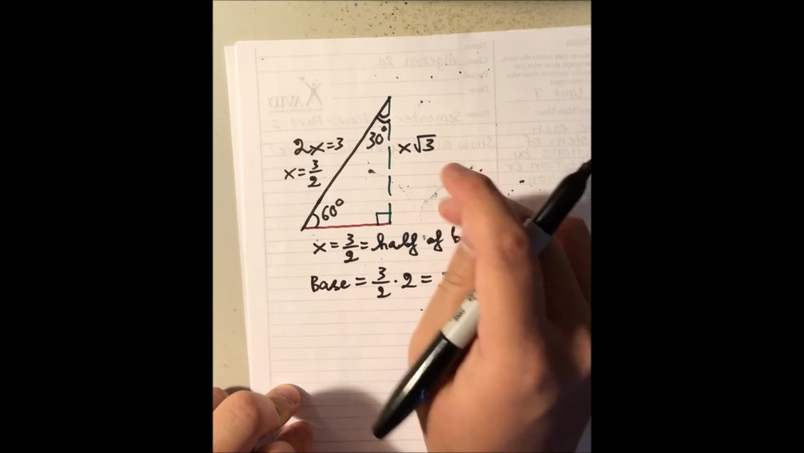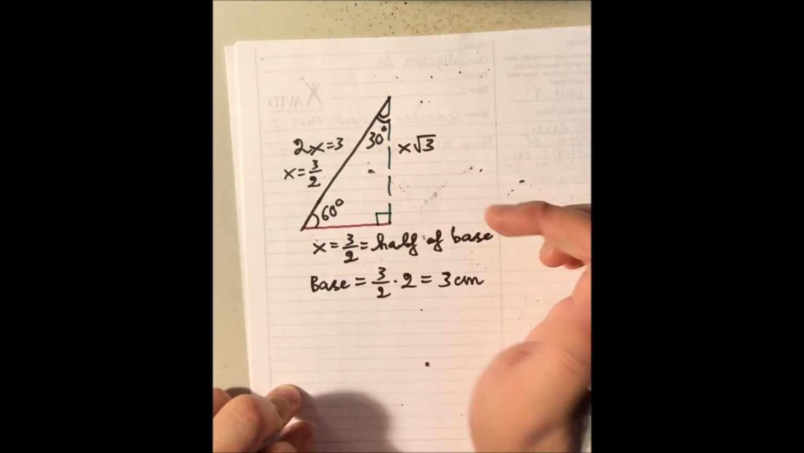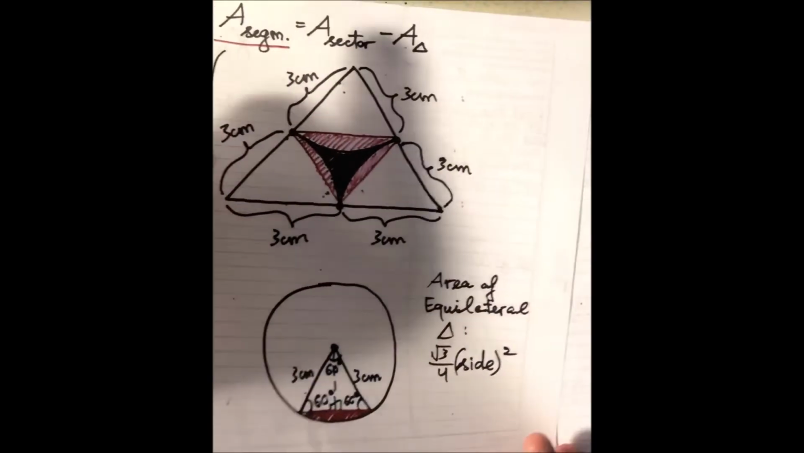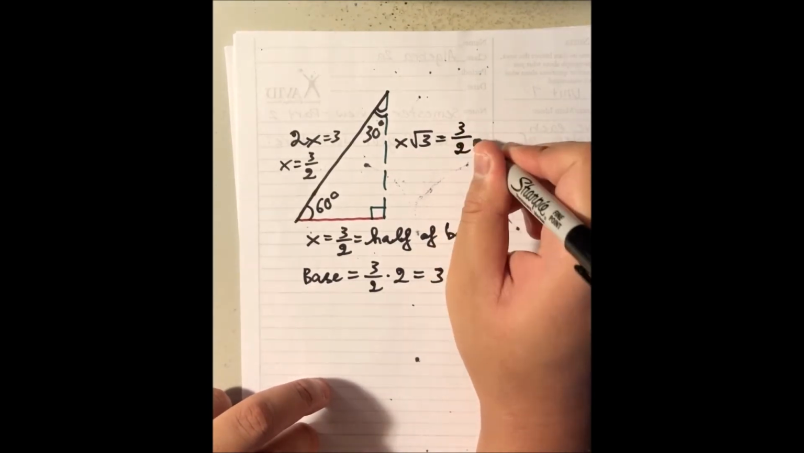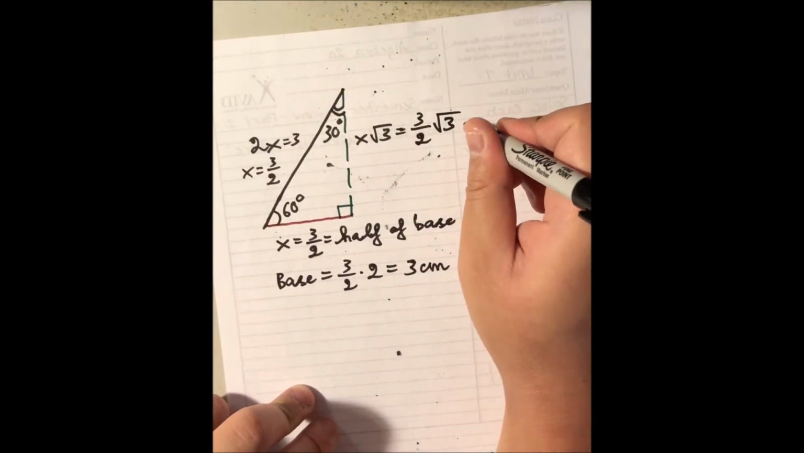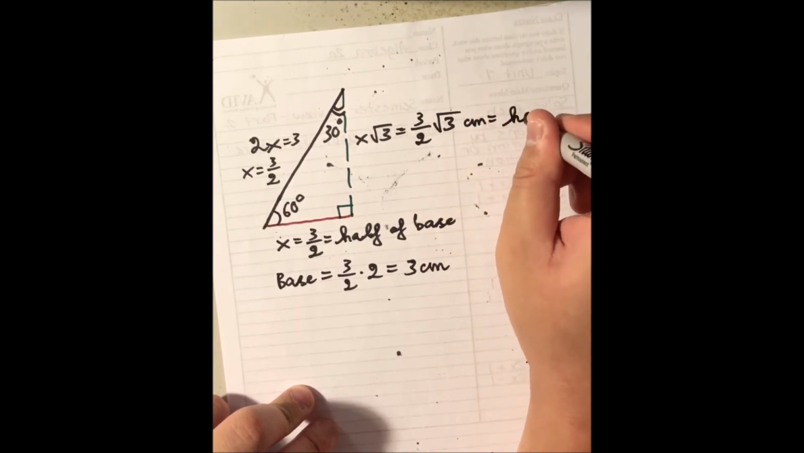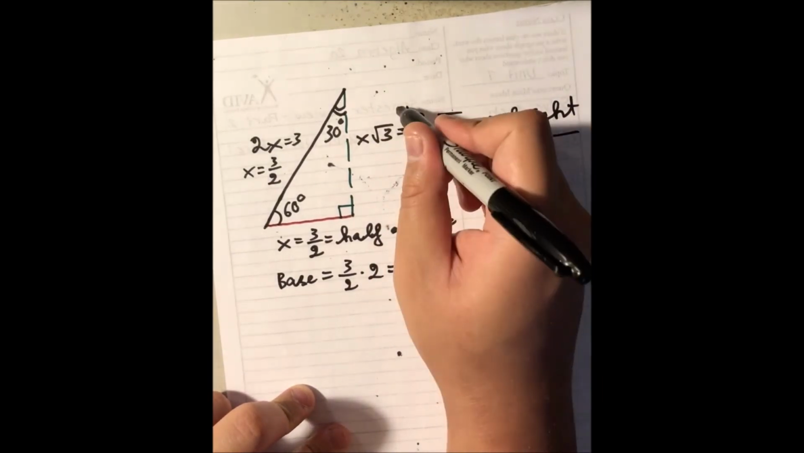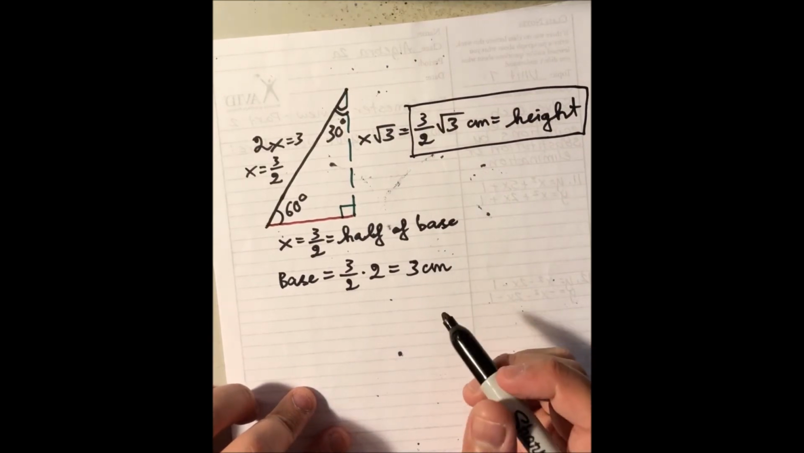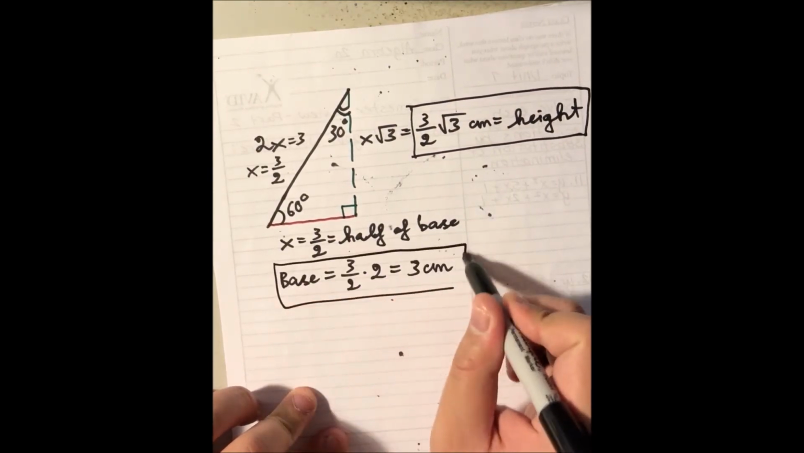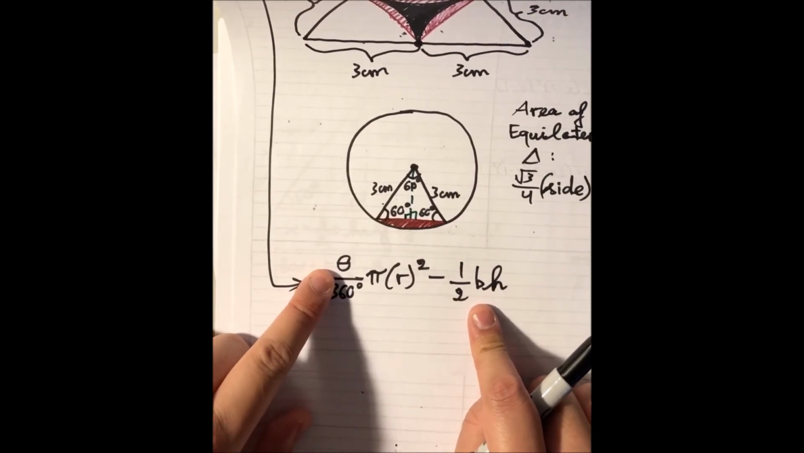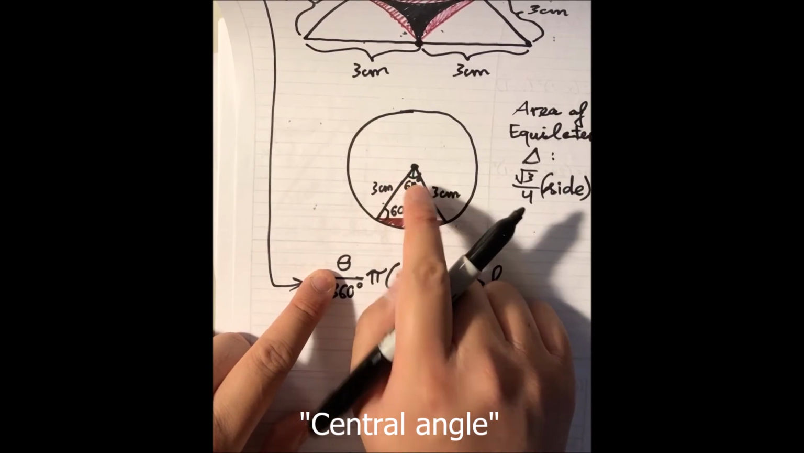Well, anyway, if x is 3 over 2, and the apothem is x times square root of 3, well, we know the apothem, which is also the height of this triangle right here, is going to be 3 over 2 times square root of 3 centimeters. And this is the height. Well, we know the radius of the circle, we know the height of the triangle, and we know the base of the triangle now. All we have to do is go back to this formula and plug in everything we know. And of course, we know the central angle is 60 degrees right here.